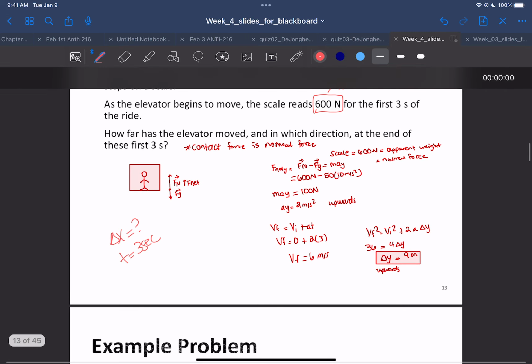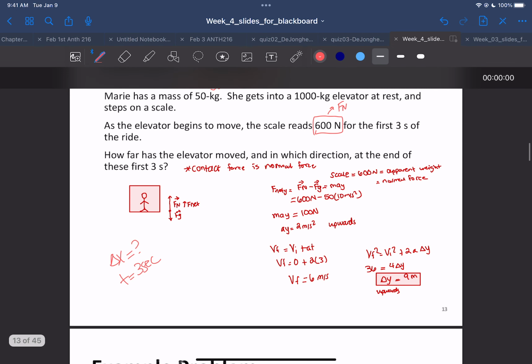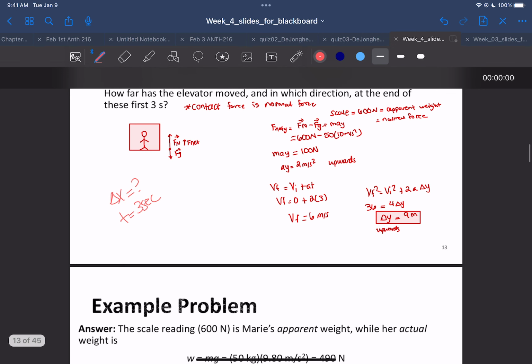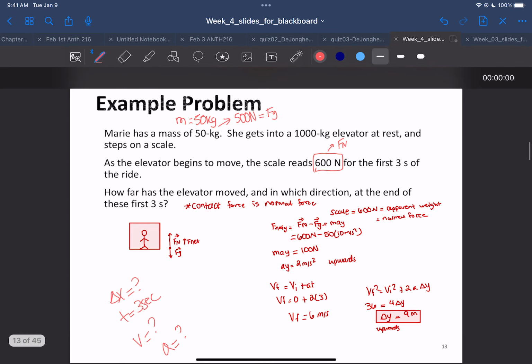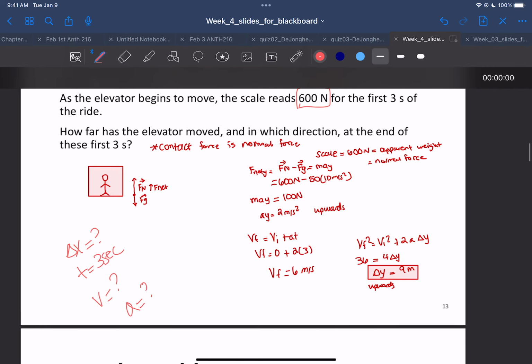Now, the issue is we don't have values like maybe velocity or acceleration, right? Could we get any of these two values? Could we get velocity and acceleration? Yeah, right? So let's go back and look at what kind of information we have access to. So we know that her mass is 50 kilograms, so her weight is 500 newtons, and then her normal force or apparent weight is 600 newtons as well, right?